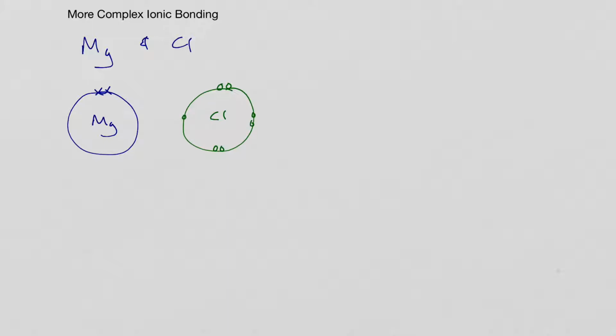So we know that this electron here goes to here. That's absolutely fine, but magnesium has got an extra electron and it doesn't know where to go. Have a think about that for a few minutes.